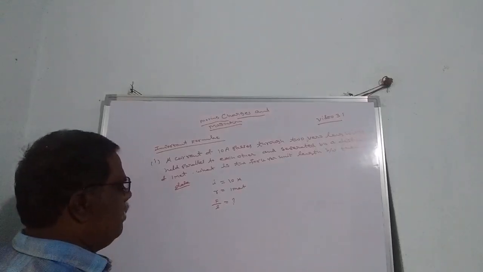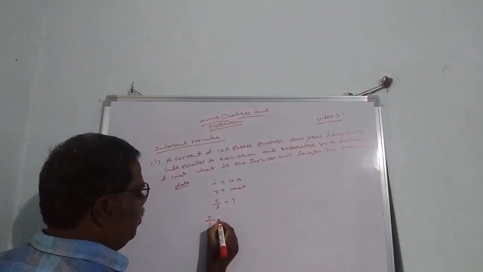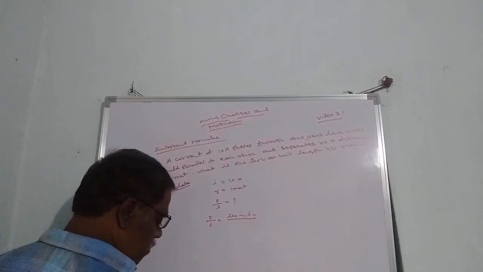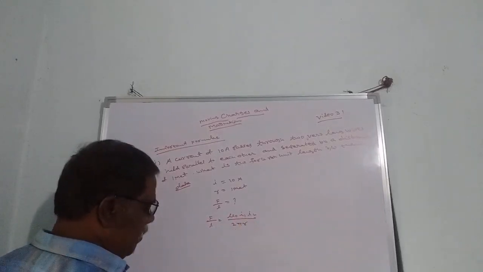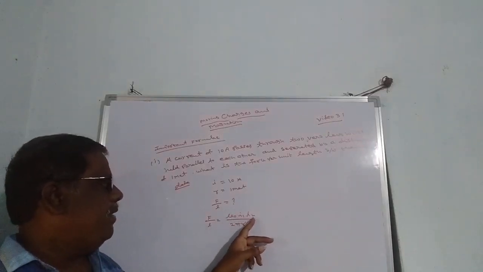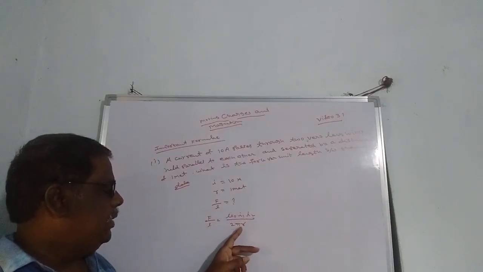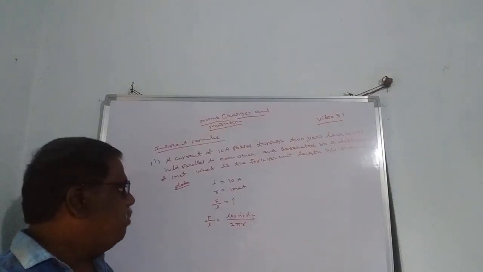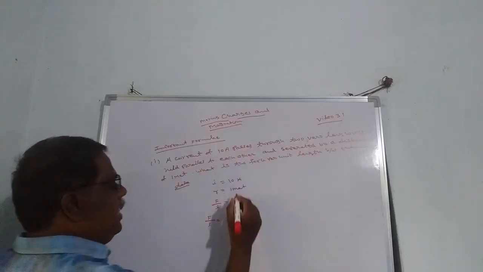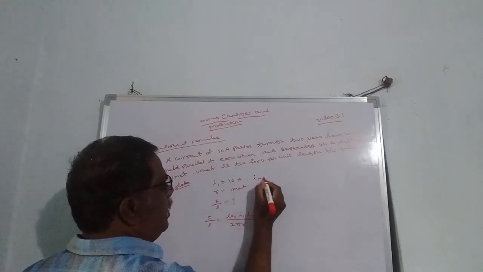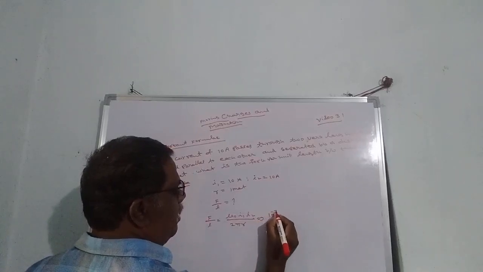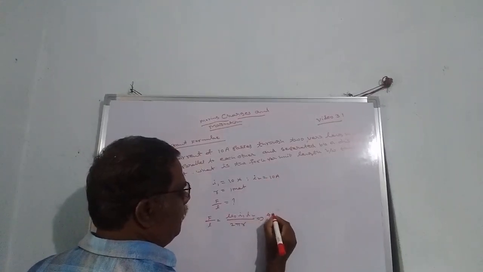Okay, what formula do we have to use? F by L is equal to mu naught I1 I2 by 2 pi R. This is the formula. Mu naught is the absolute permeability, I1 and I2 are the currents, and R is the distance. Two parallel currents pass through two very long wires, so I1 is 10 amp and I2 is also 10 amp. Substitute the values. Mu naught value is 4 pi into 10 power minus 7.